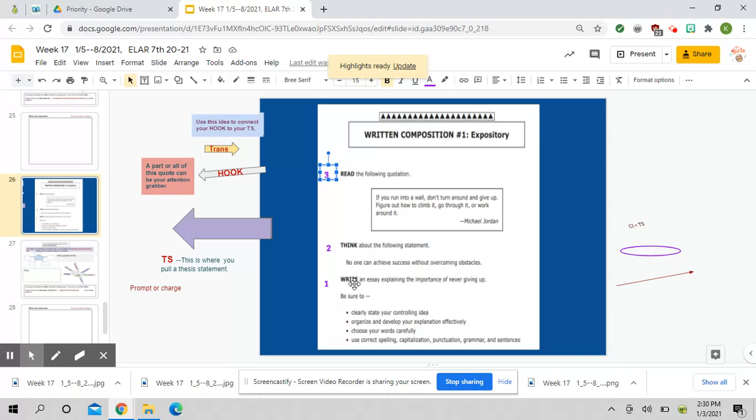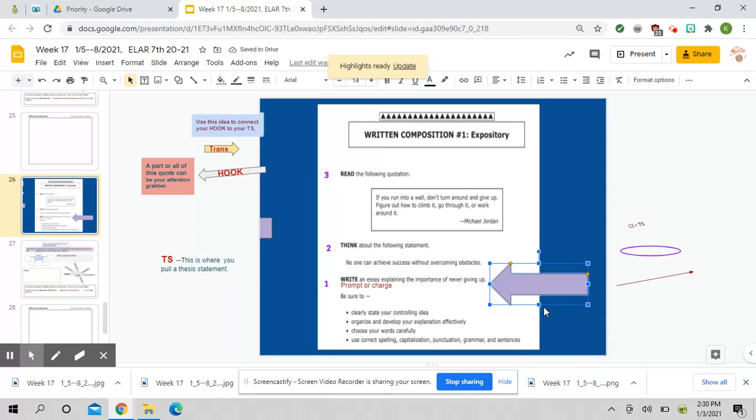The write statement gives you your absolute direction for composing the essay. The write statement may also be referred to as the prompt or the charge. So I wanted to stick that under there so you can remember that part, because you need to know what you're talking about when you're talking about it. From the write statement, you derive the thesis statement.